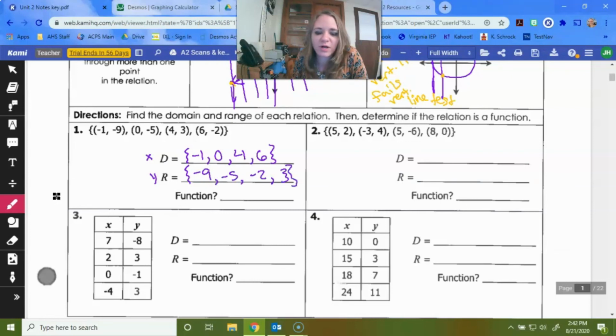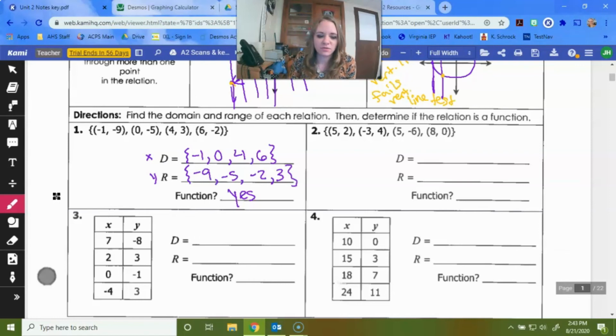Whoa, I started to do my bracket. Sorry, 3. Messed you up a little bit. Okay. Then, are all of my x's individual, and do they have their own y's? Yes, there are no repeated x's, so this is a function because it passes the vertical line test.